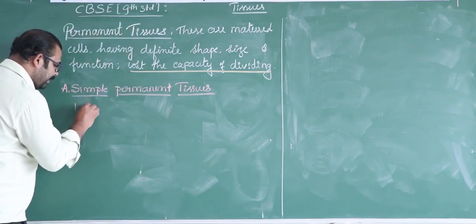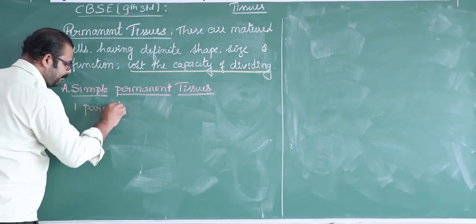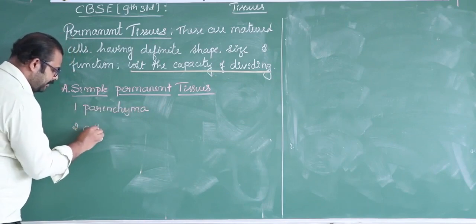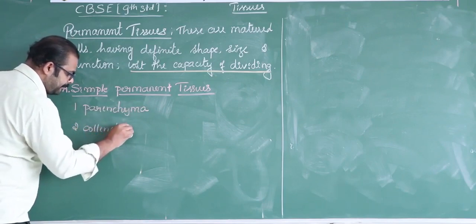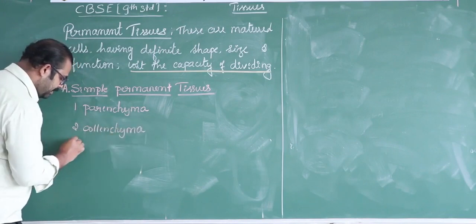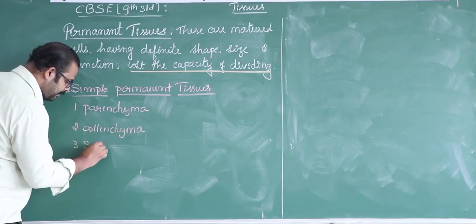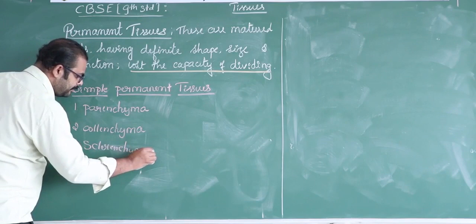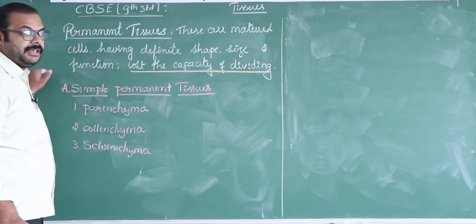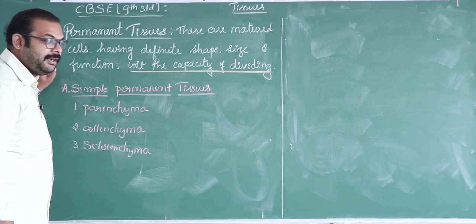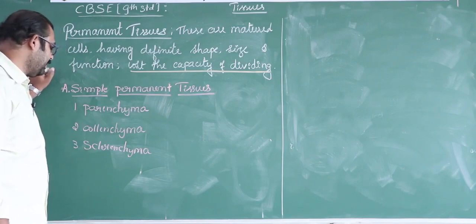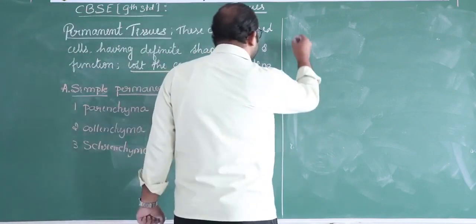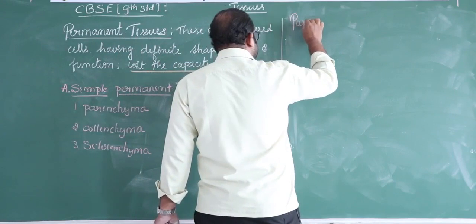One is parenchyma, then collenchyma, and the third one sclerenchyma. So these are the three different types of simple permanent tissues: parenchyma, collenchyma and sclerenchyma. Now we will move on to the first type, parenchyma. Let's see the structure of the cells.